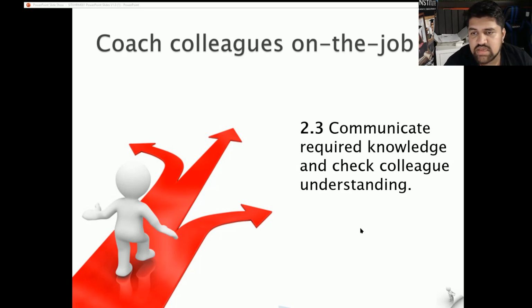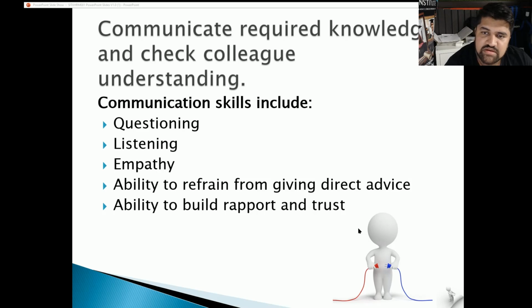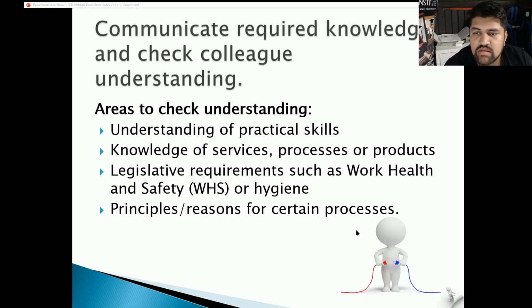Alright, coach colleagues on the job. 2.3, communicate required knowledge and check colleague understanding. Communication skills include questioning, listening, empathy, ability to refrain from giving direct advice, ability to build a rapport, and trust. Areas to check understanding: understanding of practical skills, knowledge of services, processes or products, legislative requirements such as work health and safety or hygiene, and principles or reasons for certain processes.